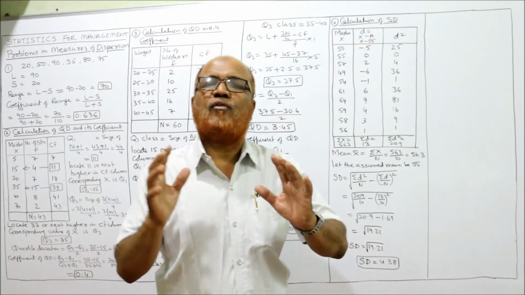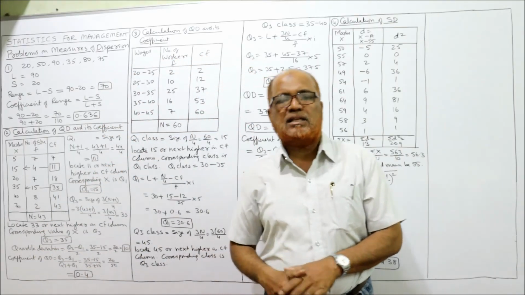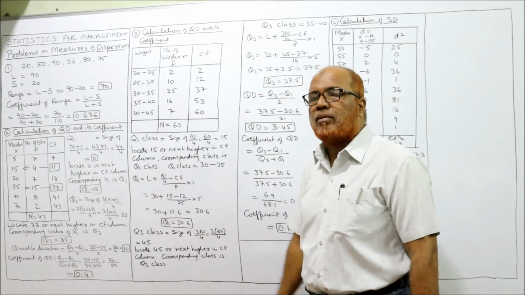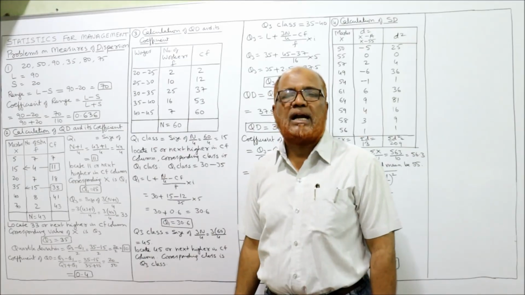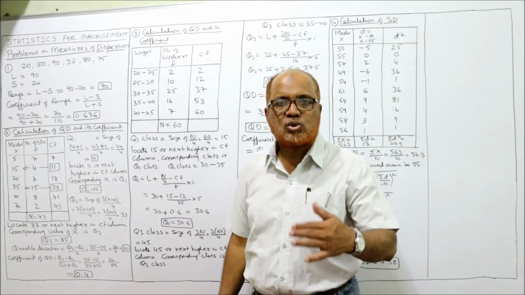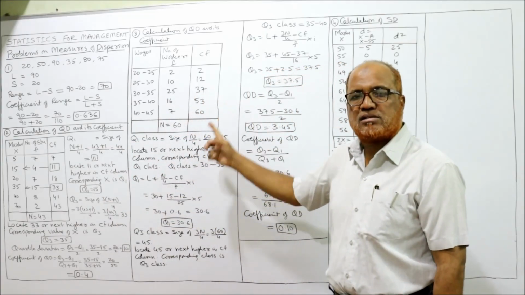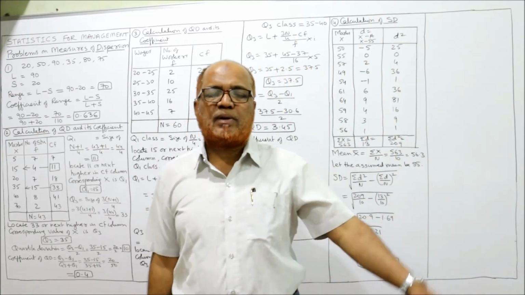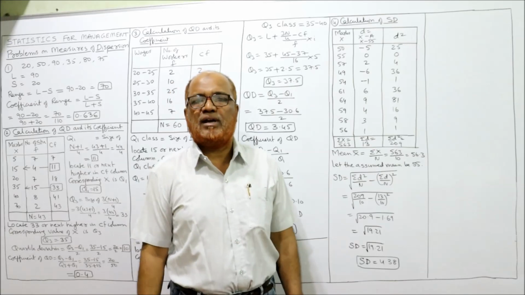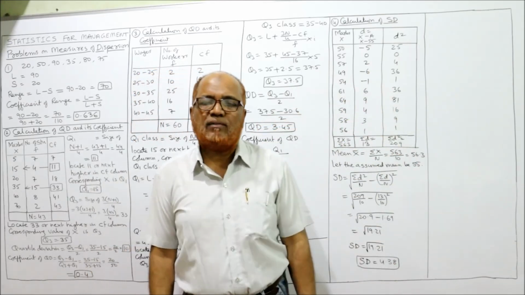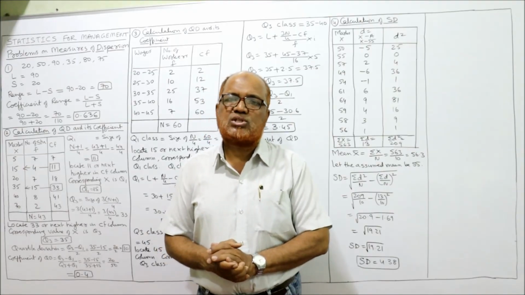So in this video, 4 problems I have explained. In the first problem, range. Second and third problem, I have explained how to calculate quartile deviation, QD, and its coefficient in discrete series and in continuous series. In the last, fourth problem, I have explained how to calculate the standard deviation of individual values. That's it. So we'll continue the next problem in the next video.